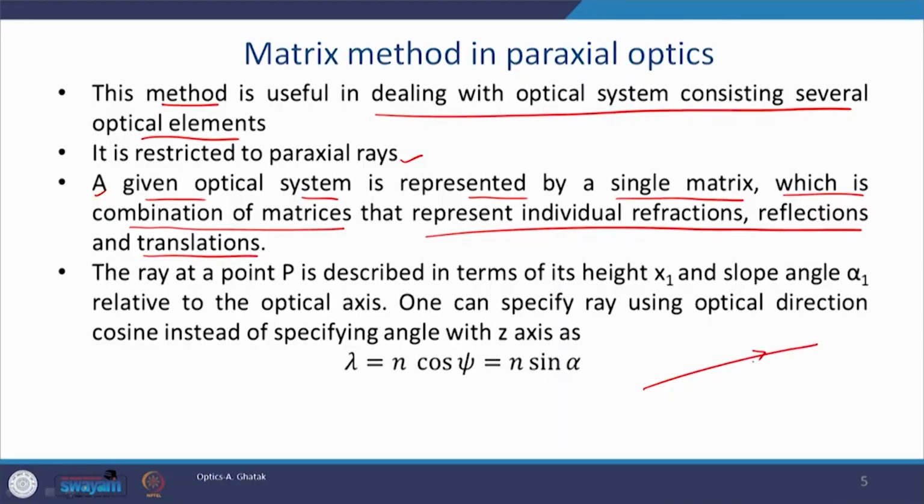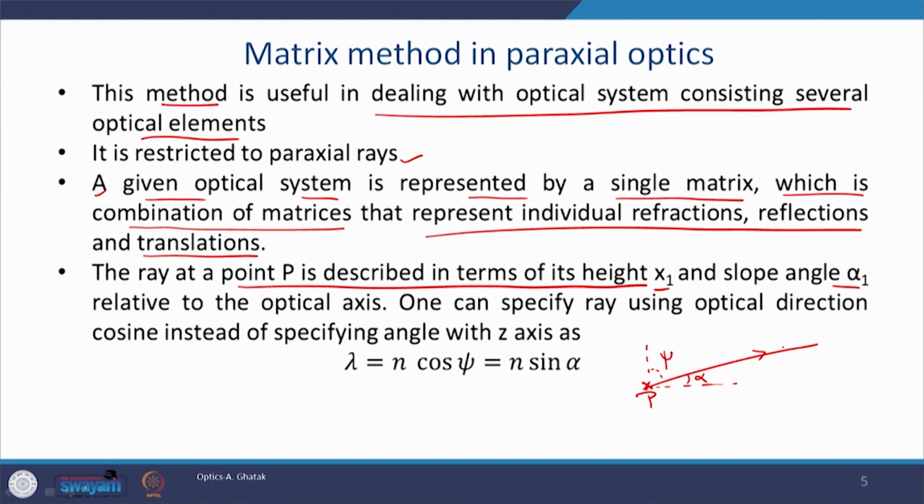Okay. Now, when a ray travels, suppose this is the ray which is travelling, and it is inclined at angle alpha with the horizontal, then we may also say that it is inclined at angle psi with the vertical. And suppose this point is P at which these discussions are done. Now, a ray at a point P is described in terms of its height x1 and slope angle alpha 1. What does this height and slope angle mean?